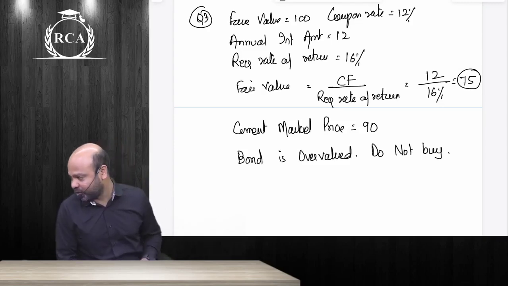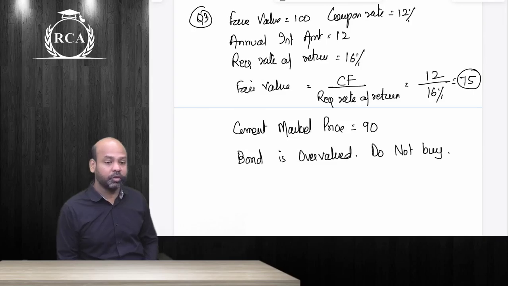Current market price is more than fair value, therefore the bond is overvalued. Is anyone still solving this? Are we all done with this?